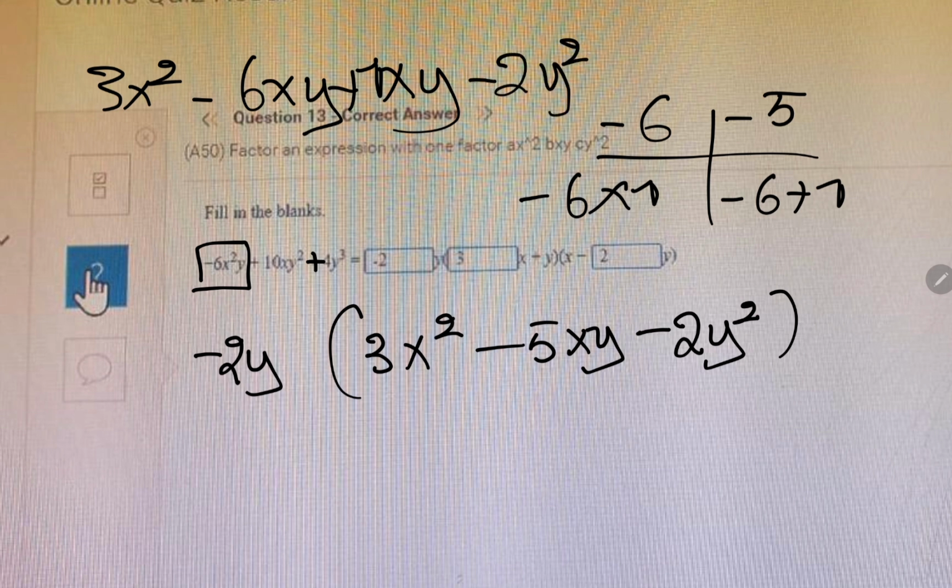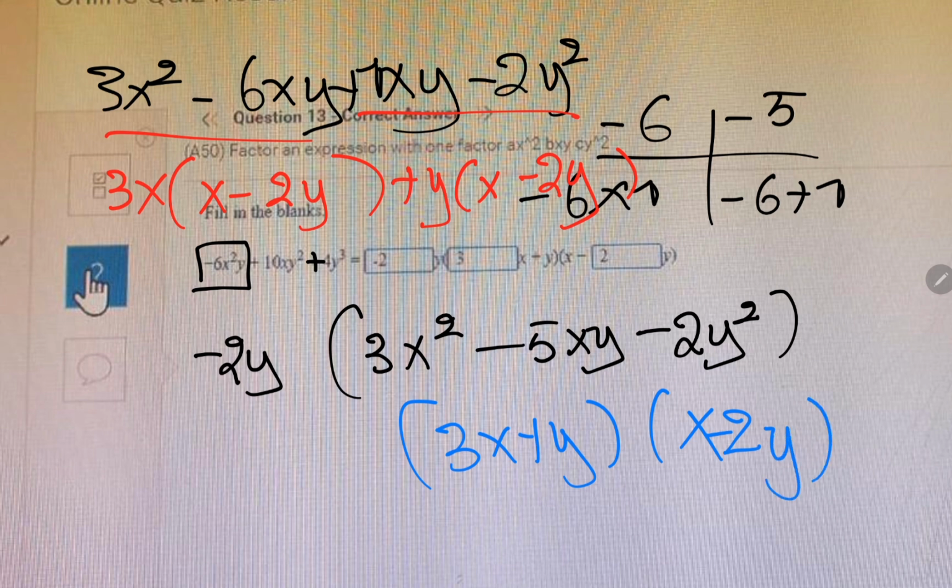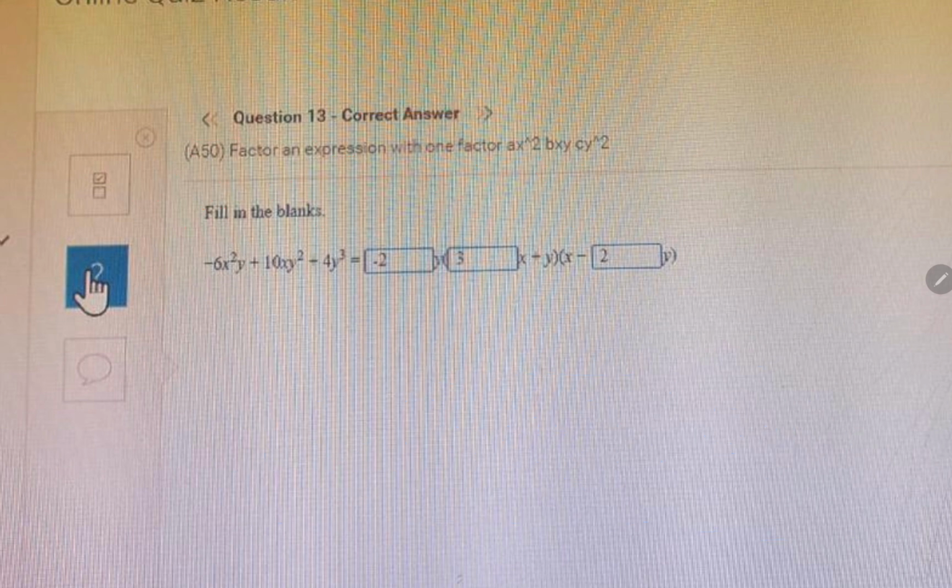And now we're gonna factor even more. So what's the common between these? It is 3x. 3x squared divided by 3x is x minus 2y. Here, what's the common? y. So xy divided by y is x and minus 2y. That means our final answer is 3x plus y and x minus 2y. But don't forget outside we have negative 2y. This is our final answer.